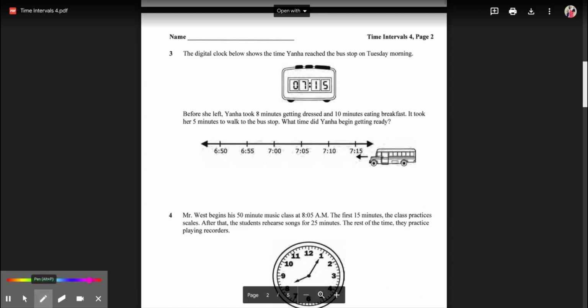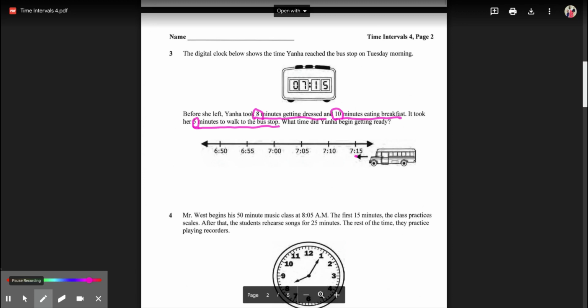All right, so she took 8 minutes getting dressed, 10 minutes eating breakfast, and 5 minutes to walk to the bus stop. So that was 8 minutes, 10 minutes, and 5 minutes. So our number line over here at 7:15 is when she got to the bus stop. So we need to go back 5 minutes because 5 minutes was the walk. So first we're going to get over here at 7:15 and we're going to go back 5 minutes.